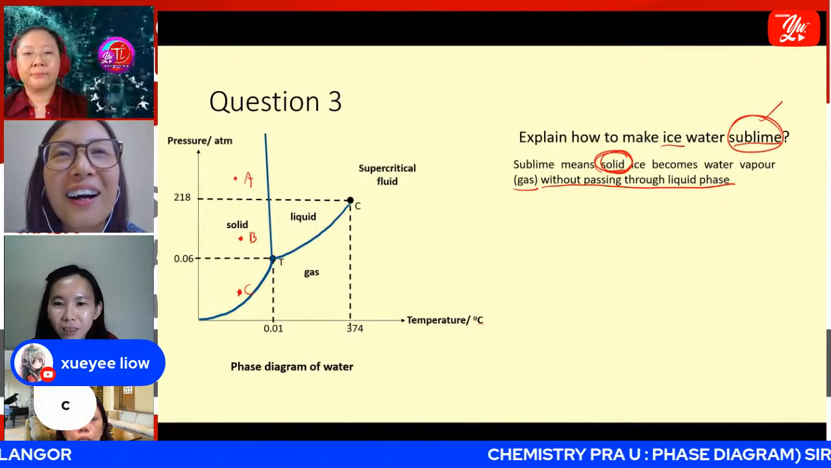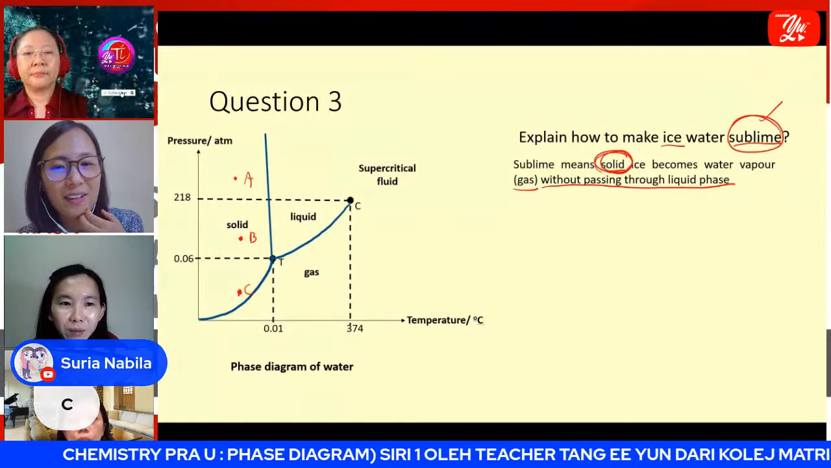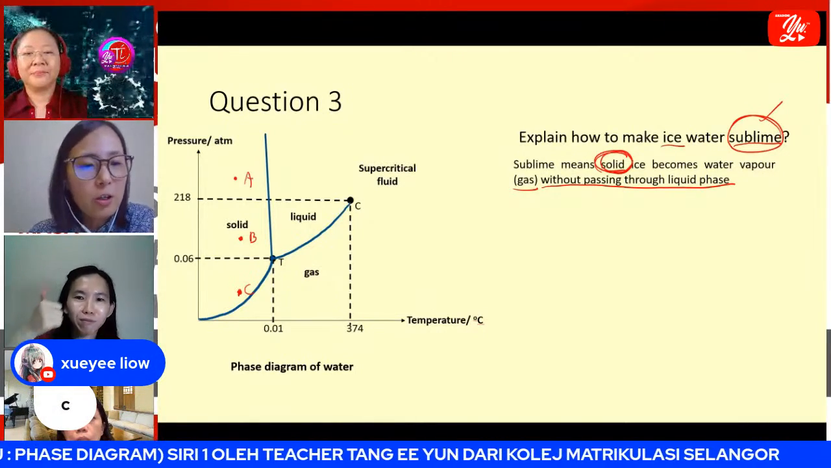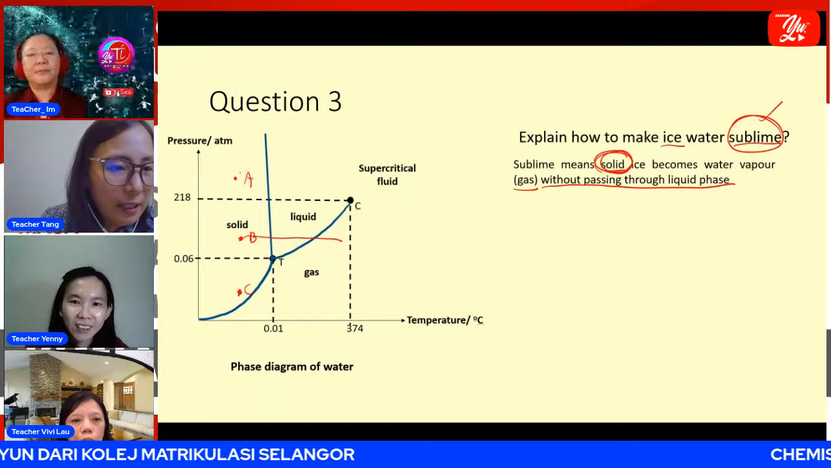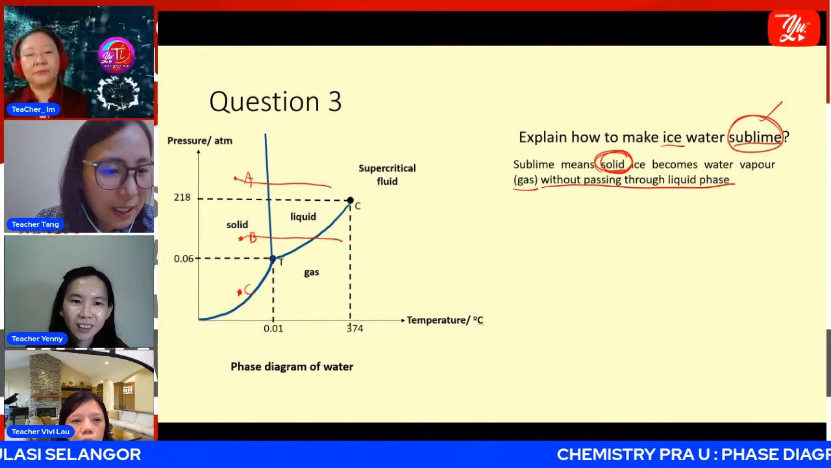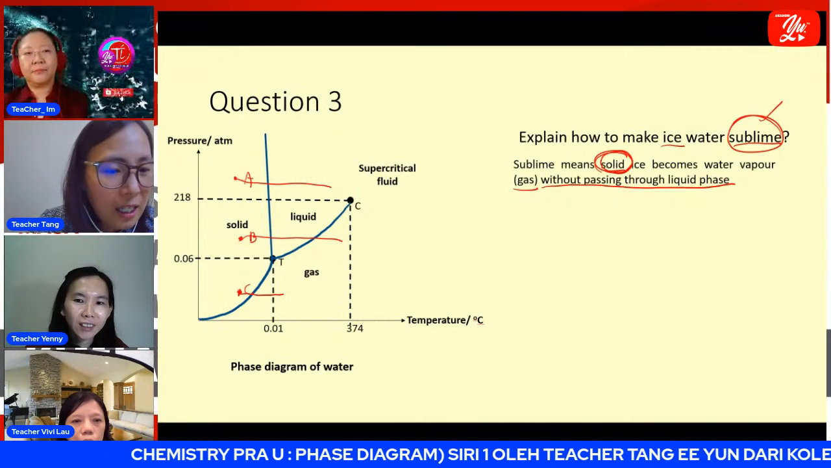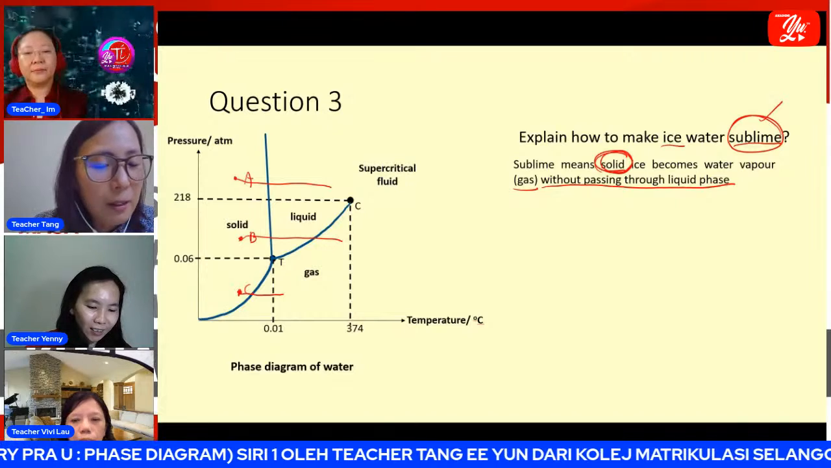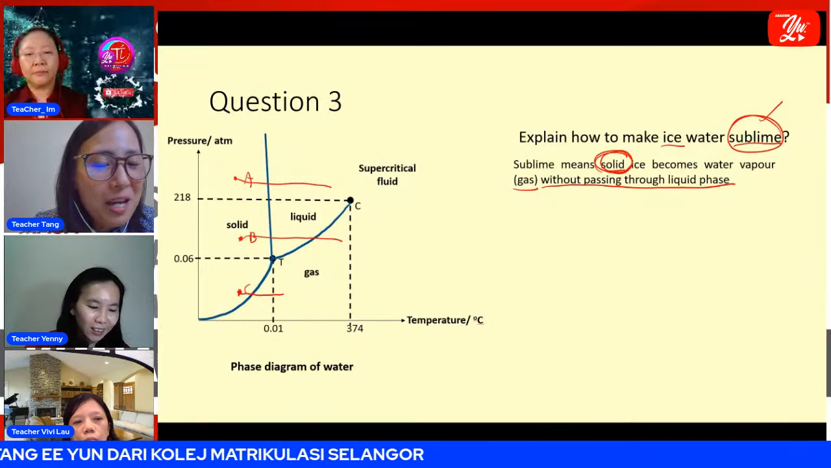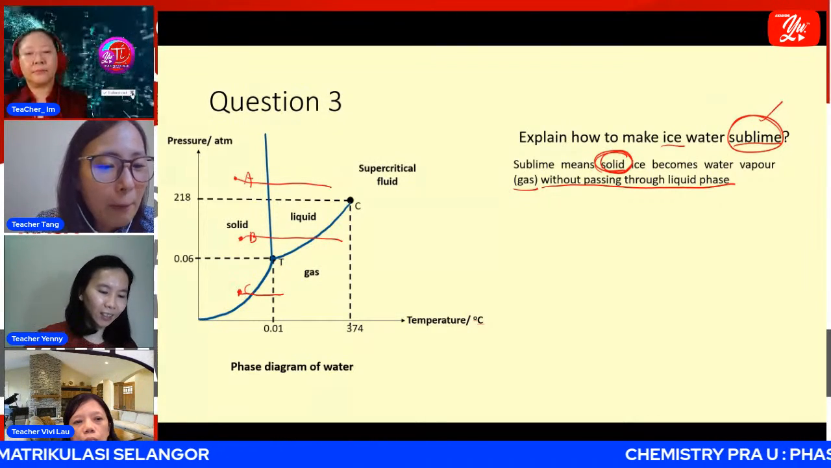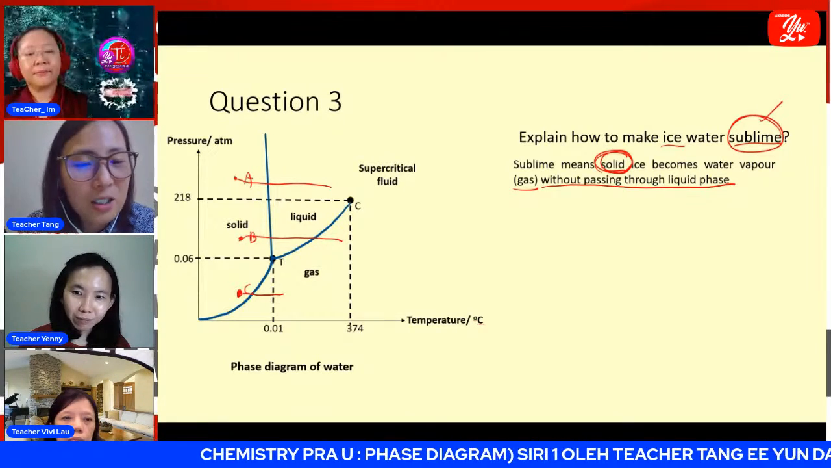Okay, most of them answered C. Very good. The answer is C. Why? Because if B, it will pass through the liquid phase. A also will pass through the liquid phase. Sorry, this is water. So A and B will both pass through liquid water, but for C, the ice, it will sublime to become water gas without passing through the liquid phase.